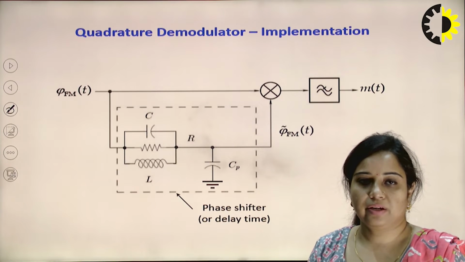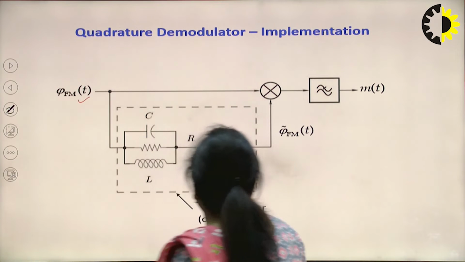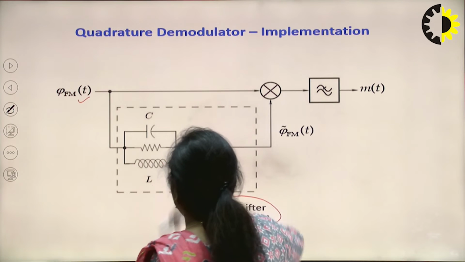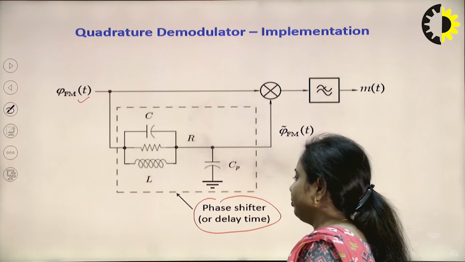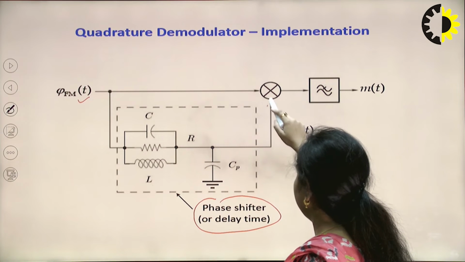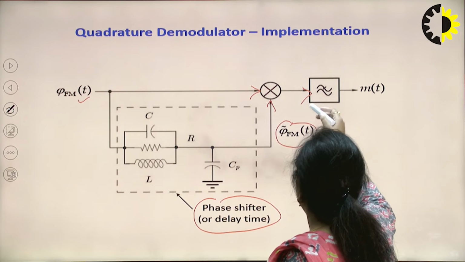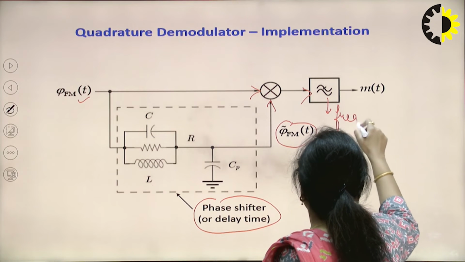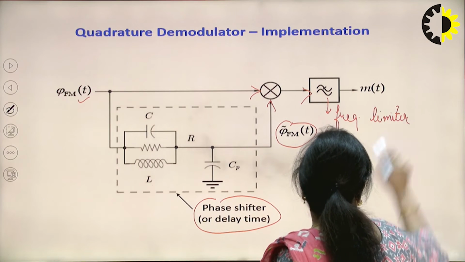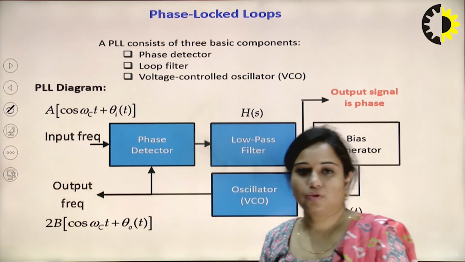Now next is the Quadrature Demodulator implementation. To this there will be an FM input which is applied to the phase shifter or the delay time. Then here you can see that three components are connected in parallel, that is RLC, which will make up a tank circuit. This is connected in the feed forward method, and you can see that this is connected to this multiplier. The output will be an FM signal. Then it is passed through a frequency limiter, and then we have the message signal, that is the output of this particular type of circuit.